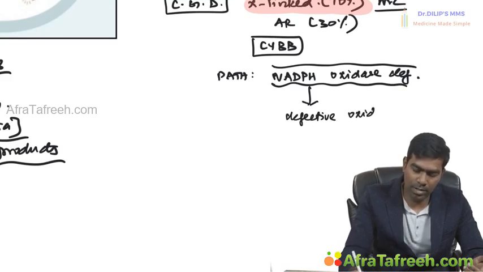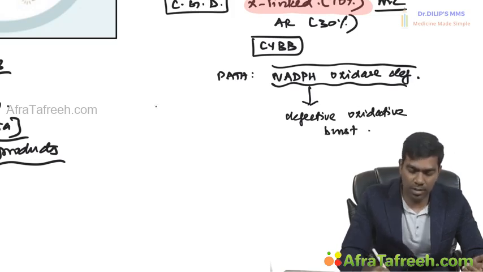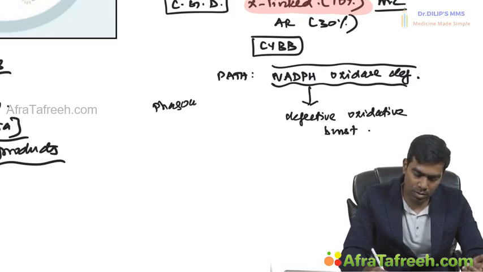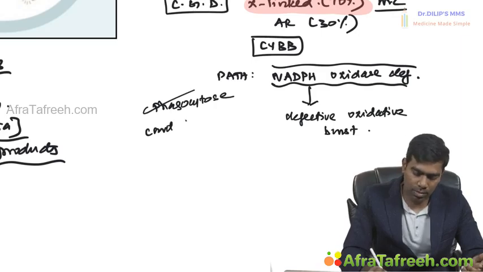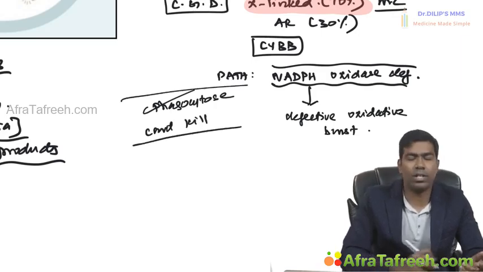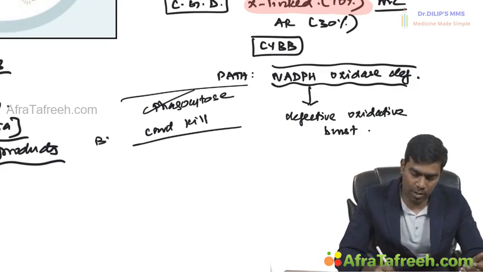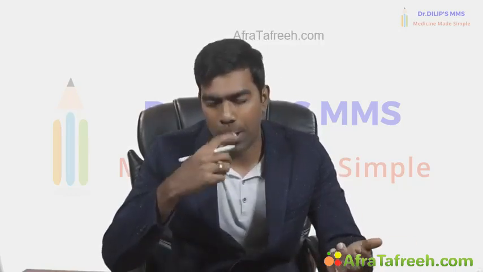Defective respiratory burst or oxidative burst, which means they can phagocytose. Yes, that is possible, but they can't kill the organism. They can phagocytose but can't kill, because of the defective oxidative burst and respiratory burst. They cannot produce oxygen free radicals, they cannot produce hydrogen peroxide, and they can't produce hydroxyl halide free radicals as well. So they cannot kill the organism by oxygen dependent killing.